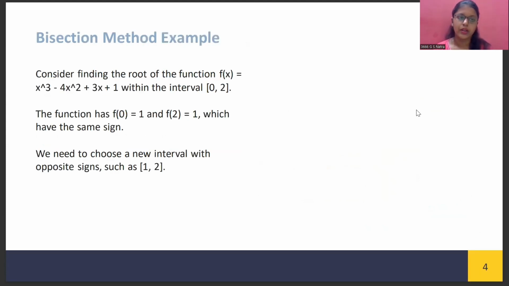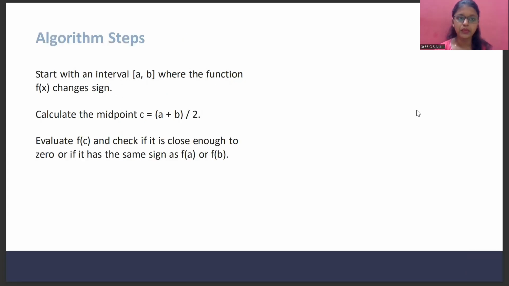Bisection method example. Consider finding the root of the function f(x) = x^3 - 4x^2 + 3x + 1 within the interval [0, 2]. The function has f(0) = 1 and f(2) = 1, which have the same sign. We need to choose a new interval with opposite signs, such as [1, 2].